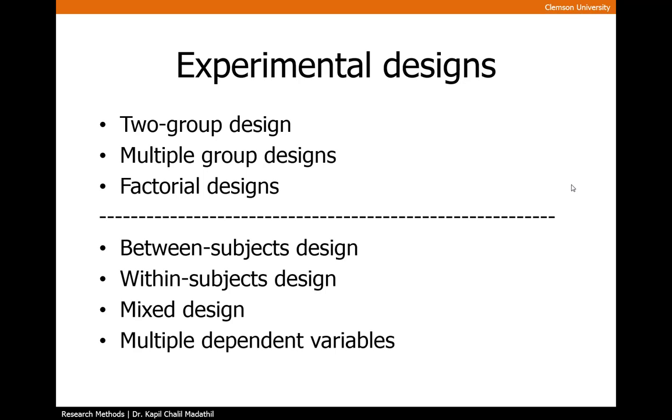So now let's talk in terms of the participants who are experiencing the different conditions. The first one is the between subject experimental design. In a between subject experimental design, you have different sets of people who are experiencing the different conditions. Let's talk about the example we discussed earlier. You have people who are driving without using a cell phone, and people who are using a cell phone while they're driving a car.